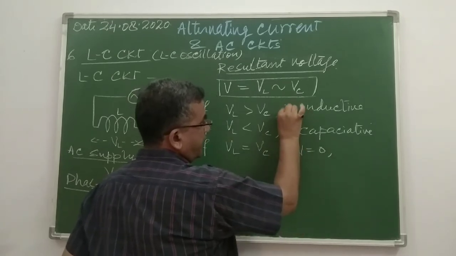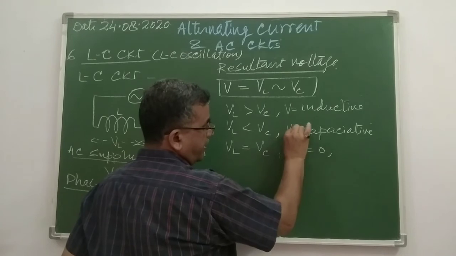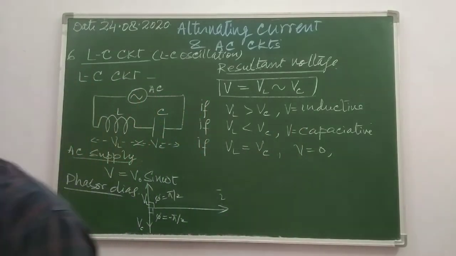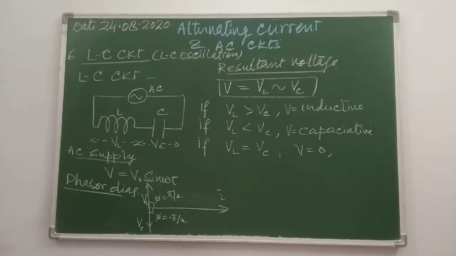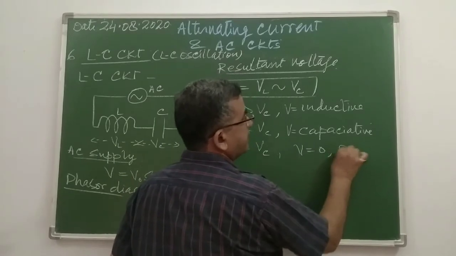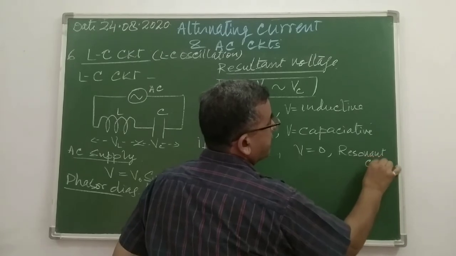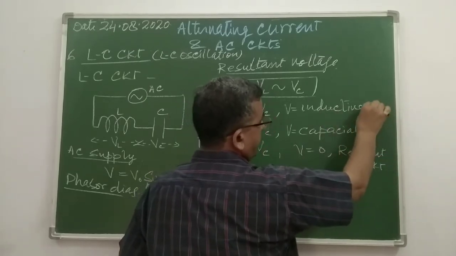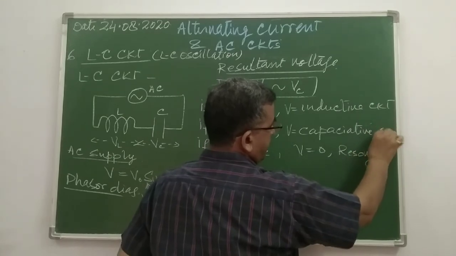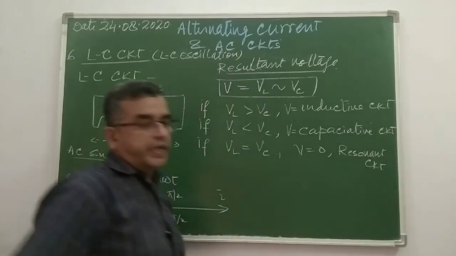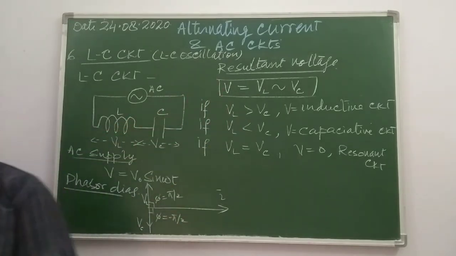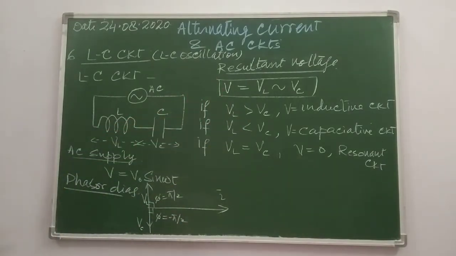So here the resultant voltage is inductive, resultant voltage is capacitive, and this VL equal to VC, so the resultant voltage is 0, and this is called a resonant circuit. This is inductive circuit. This is capacitive circuit. So these are the different voltages across this circuit.